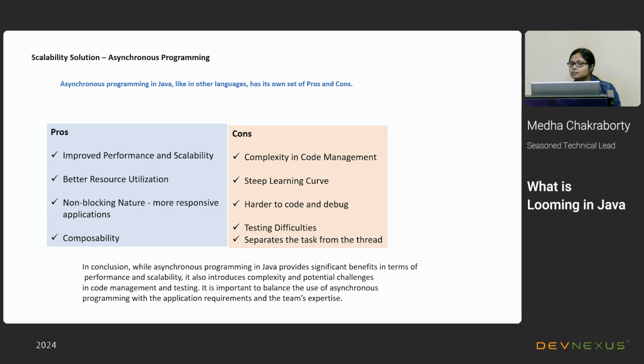But asynchronous programming has its pros and cons as well. So what are its pros and what are its cons, we will see. When you add asynchronous programming, you get improved performance and scalability, better resource utilization, and also some non-blocking nature of the application, so that your application is more responsive. So you don't have to wait for so long, and then also composability.